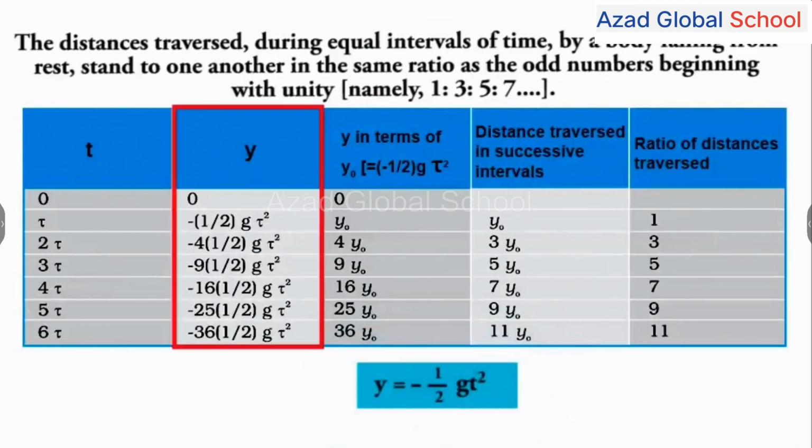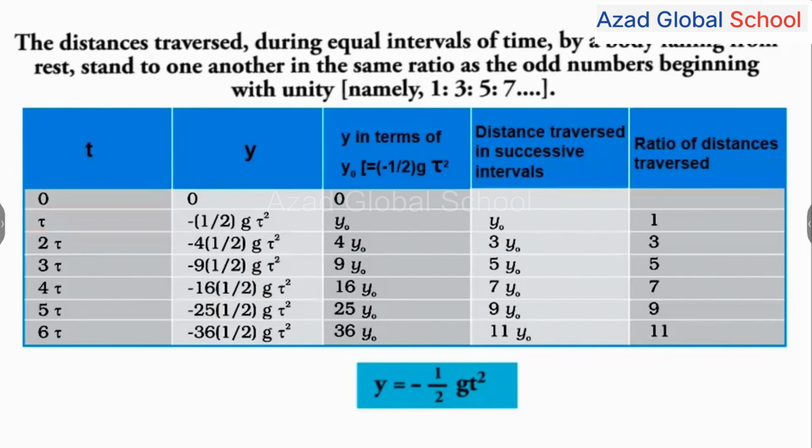Using this equation, we can calculate the position of the object after different time intervals 0, tau, 2 tau, 3 tau, which are given in the second column of the table as shown here. If we take minus 1/2 g tau² as y0, the position coordinate after the first time interval tau, then the third column gives the positions in the unit of y0. The fourth column gives the distances traversed in successive tau s. We find that the distances are in the simple ratio 1 : 3 : 5 : 7 : 9 : 11 as shown in the last column.